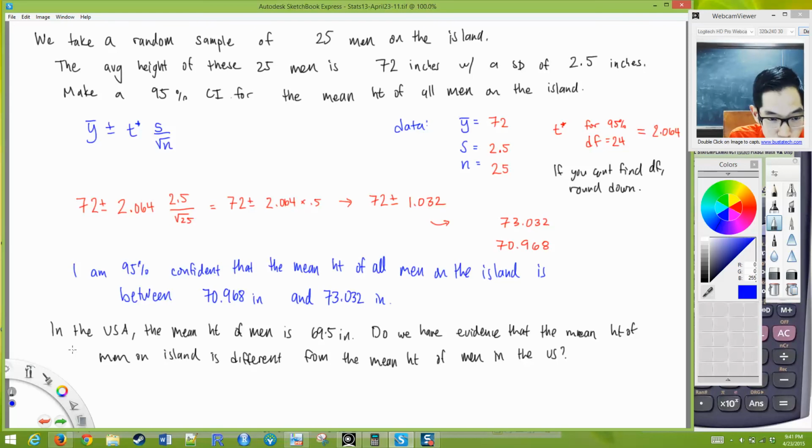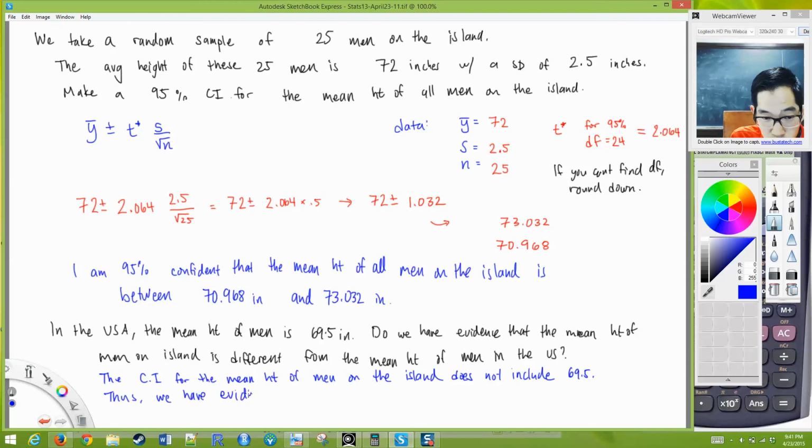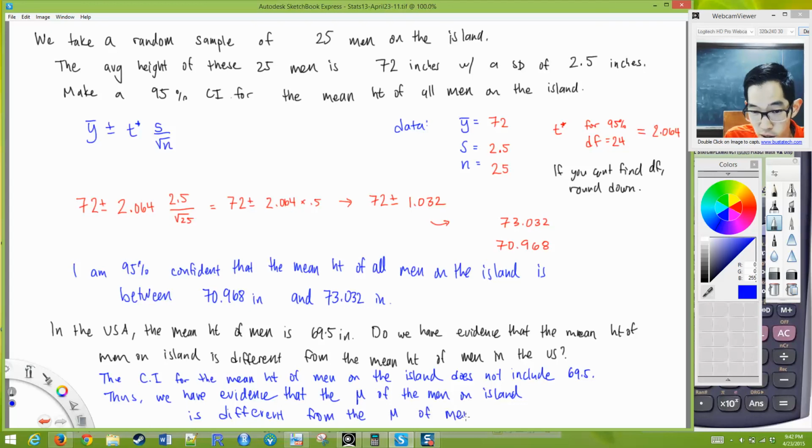I'll say the confidence interval for the mean height of men on the island does not include 69.5. Thus, we have evidence that the mu, or the mean height of the men on the island, is different from the mu of men in the USA. Okay, because 69.5 is not within the interval. So I'll let you guys write that down.